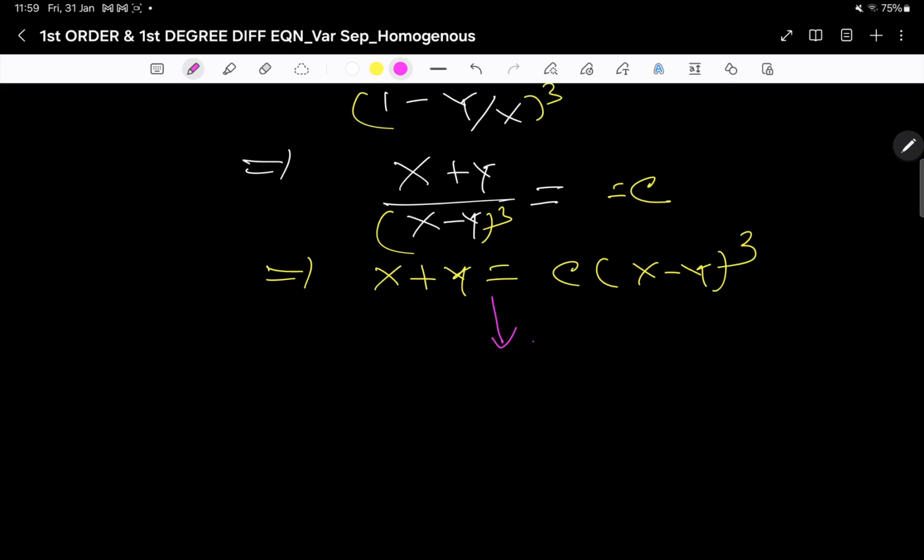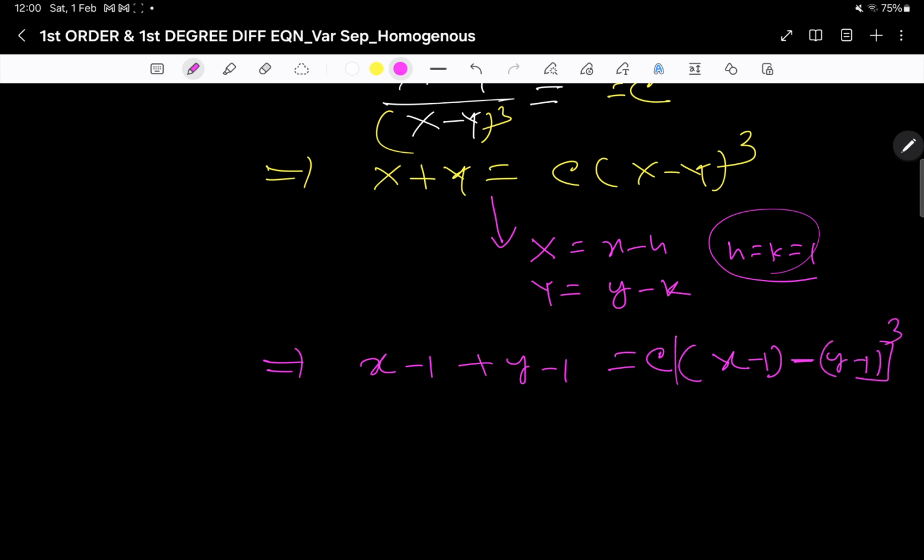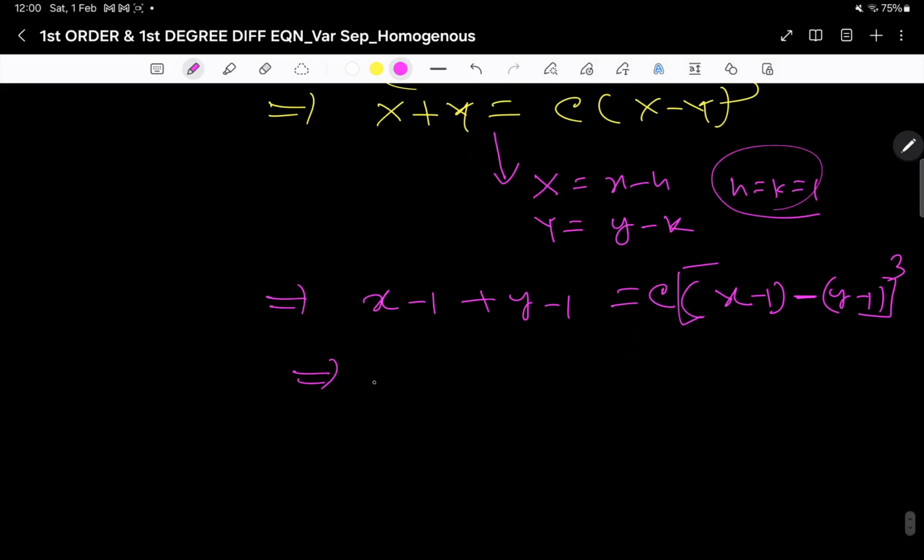Now what is your capital X? It is small x minus h. Capital Y is small y minus k. h = k = 1. Let us substitute it. So that means (x - 1) + (y - 1) = c[(x - 1) - (y - 1)]³. If you simplify it, it is x + y - 2 = c(x - y)³. So this is our answer.